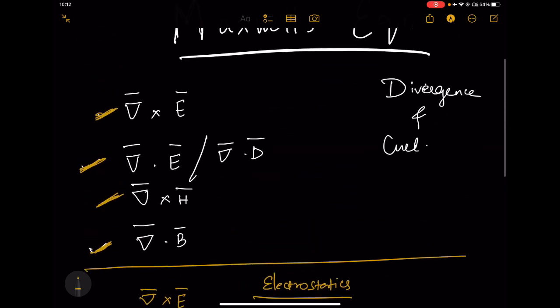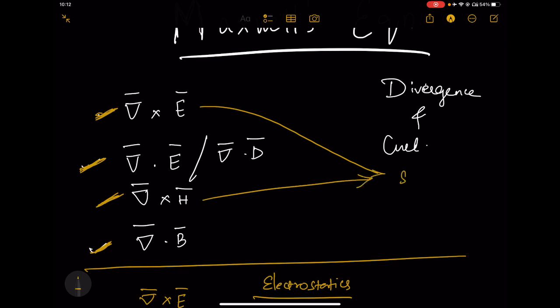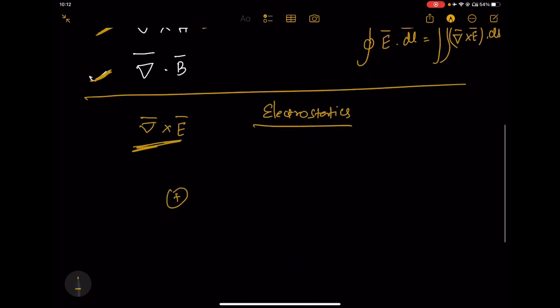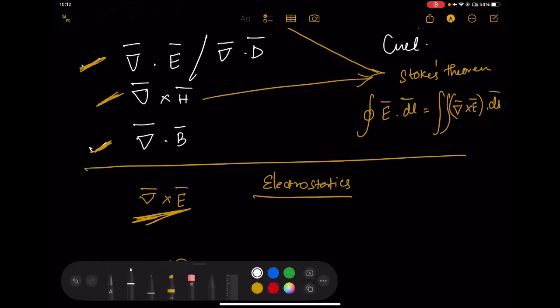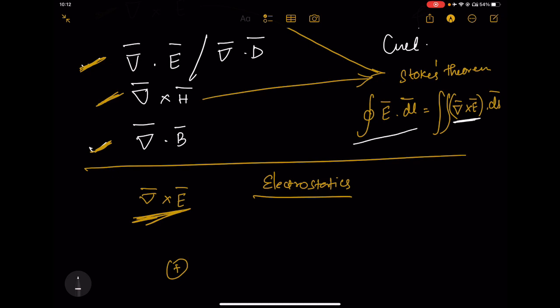Whenever you are interested in the curl, we will borrow a mathematical theorem called Stokes theorem. The Stokes theorem says something like this. If you have something like this, closed integral of E dot dl, it can be written like this: an open surface integral of del cross E dot ds. So here, to get this equation, looking at the curl, the Stokes theorem says that if you want this, try to get an equation like this.